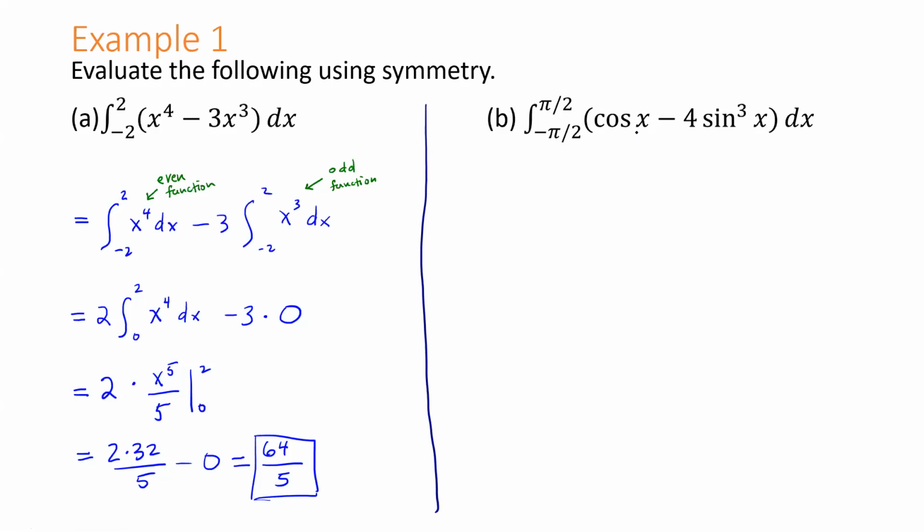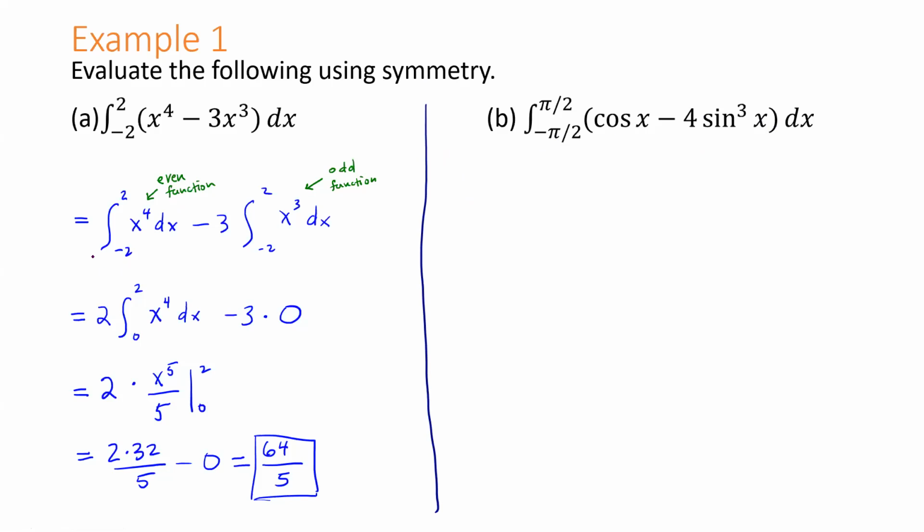In this other example, Professor? Yeah, go ahead. In this second line for part A, where did you get the 2? Like the 2 where it's like the 2 squiggly line 2 0 x to the fourth dx minus 3 times 0.